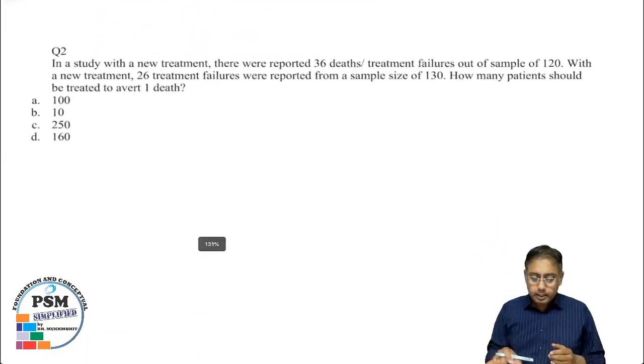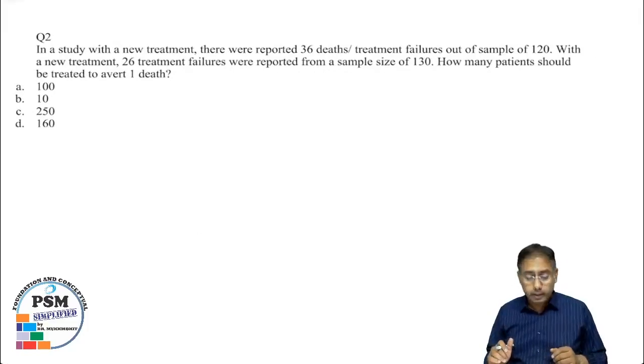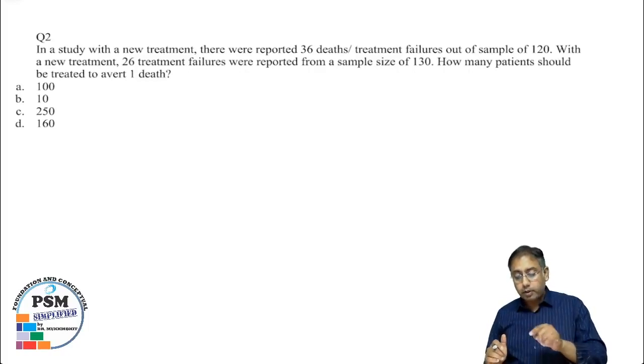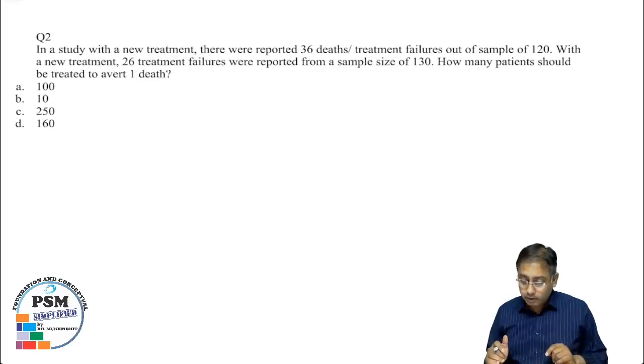Let us look at question number 2 very quickly. In a study with a control treatment, 36 deaths or treatment failures were reported out of a sample of 120. With a new treatment, 26 failures were reported from a sample size of 130. How many patients should be treated to avert one death?